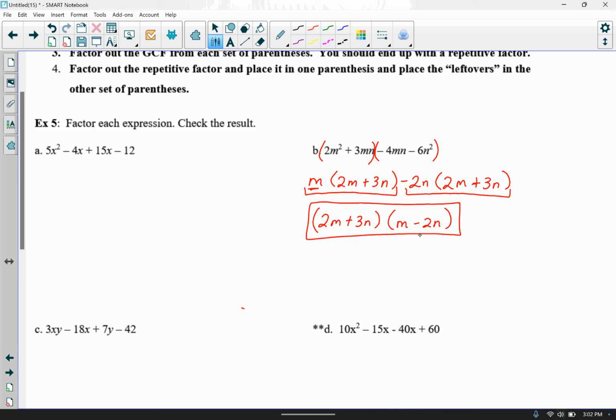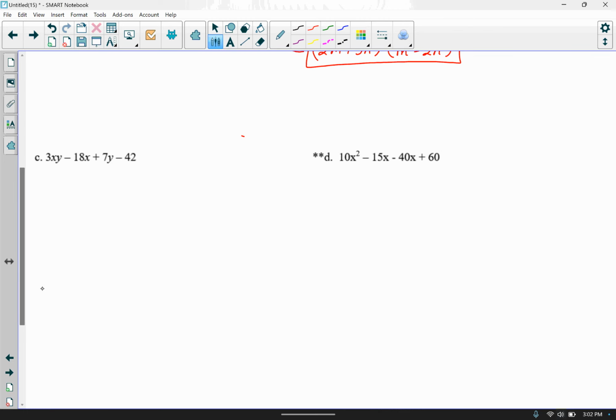If you were to FOIL that final answer there, you would get the original problem back. So that's a way to check yourself. I didn't mention that. Okay? All right, letter D. All 4 of those terms, what do they have in common? No letters, but hopefully you agree they all have a 5 in common.